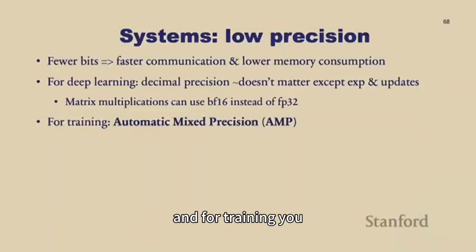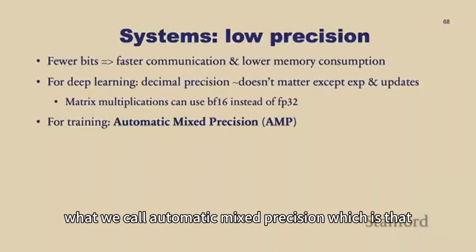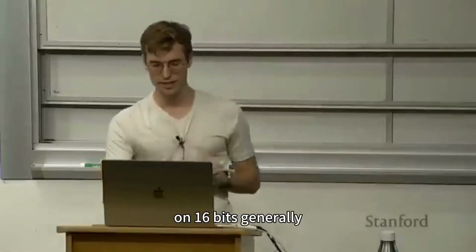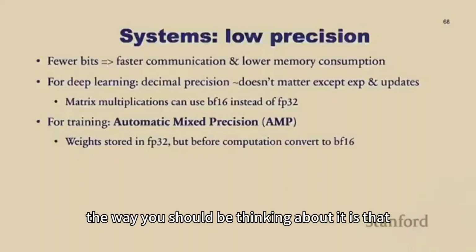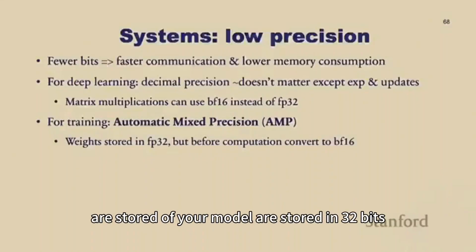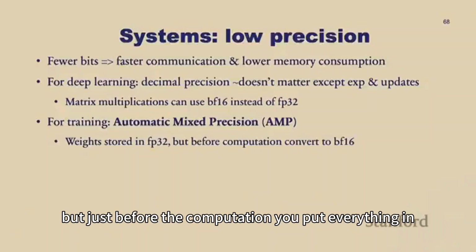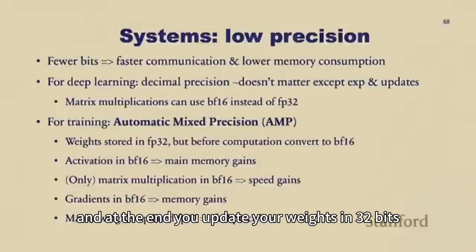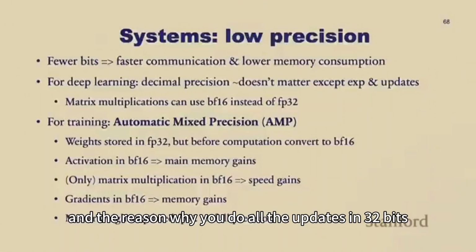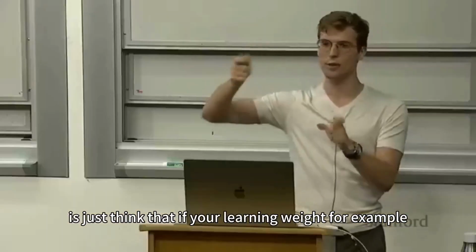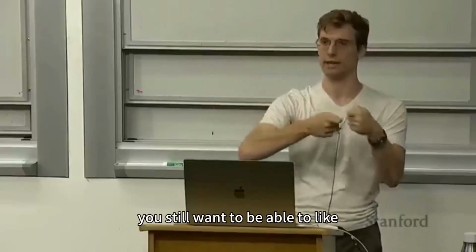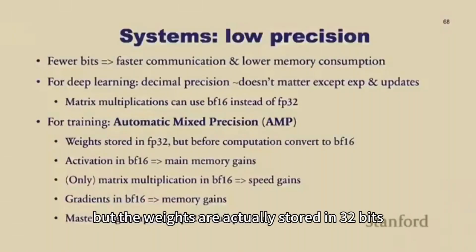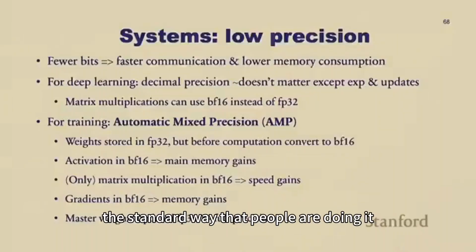And for training, you have what we call automatic mixed precision, which is that some of the things are in 32 bits, others are in 16 bits. Generally, the way you should be thinking about it is that the weights of your model are stored in 32 bits. But just before the computation, you put everything in 16 bits. Like this, you do computation super fast. And at the end, you update your weights in 32 bits. The reason you do all the updates in 32 bits is that if your learning rate, for example, is very small, you still want to be able to make a difference in your weights. So all the computation is done in 16 bits, but the weights are actually stored in 32 bits. That's the standard way that people are doing it.